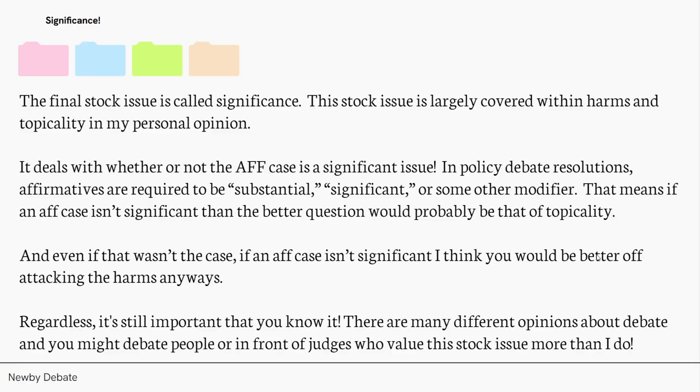The final stock issue is called significance. This one is largely covered within harms and topicality, in my personal opinion. It deals with whether or not the affirmative is a significant issue.